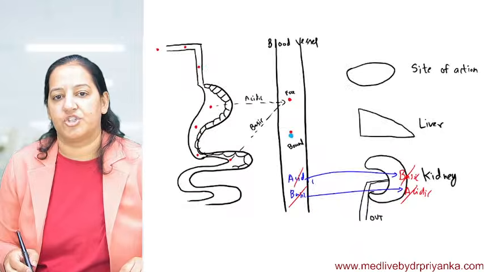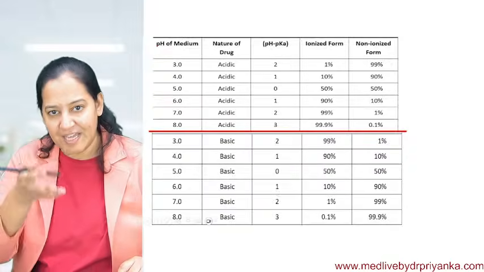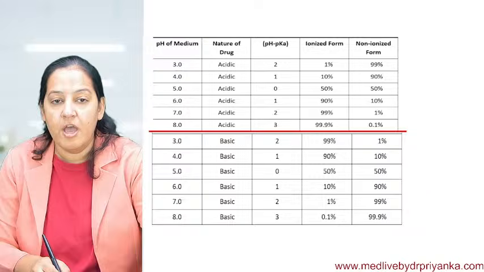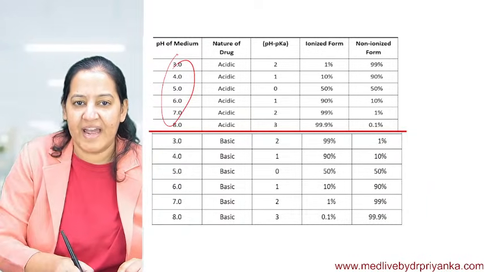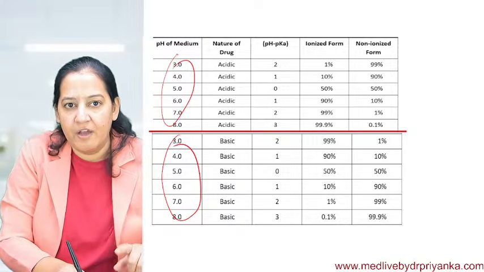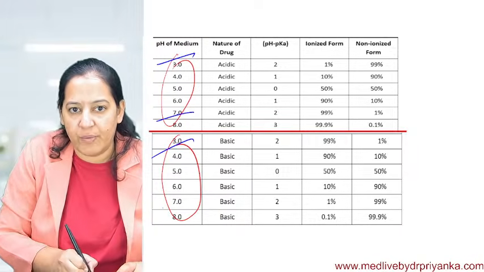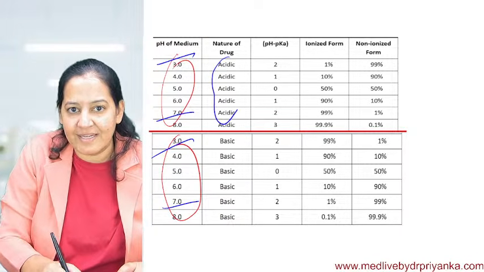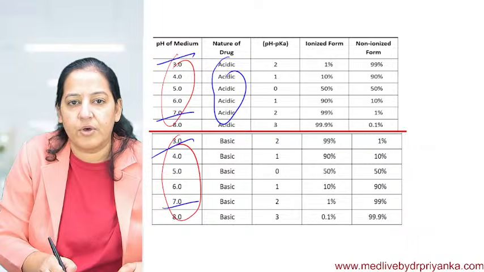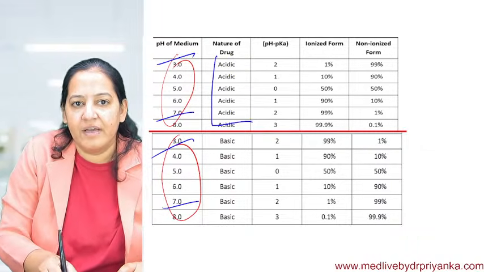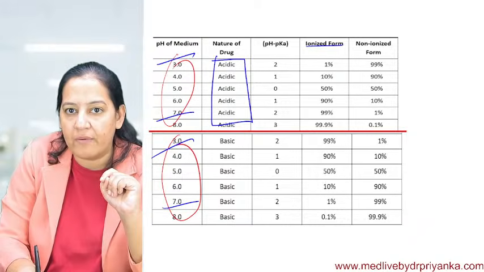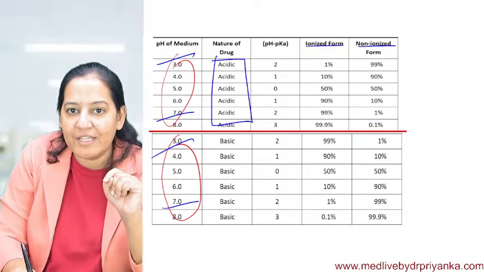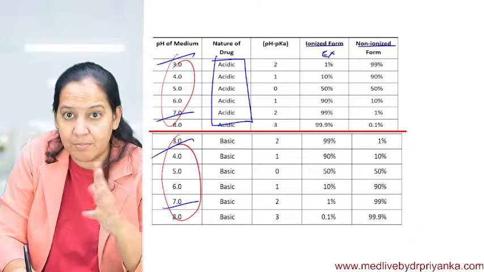Now let me ask you a question, people. The same thing is given in front of you. You can see here, we are changing the medium. We are making it acidic and basic twice, from 3 to 8. So this is acidic, and here, let's take an acidic drug. You know, ionized form and unionized form. Ionized form is excreted. Body doesn't keep ions, body excretes them.